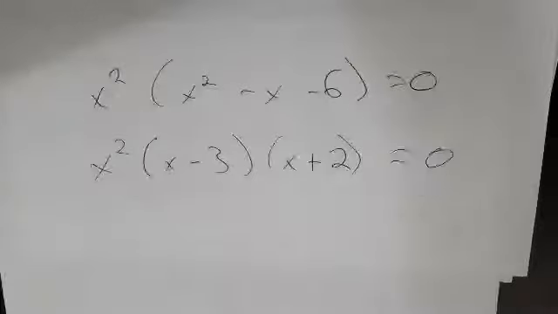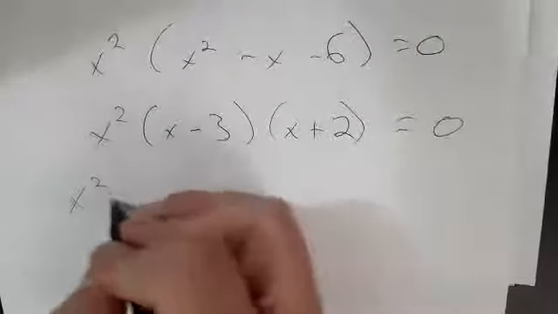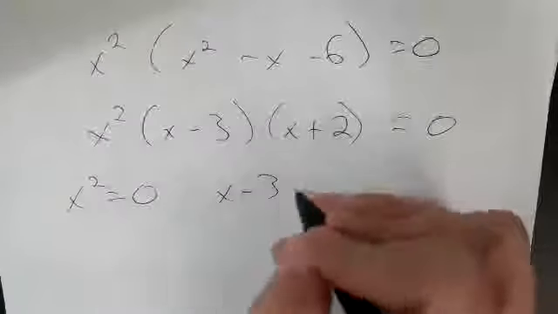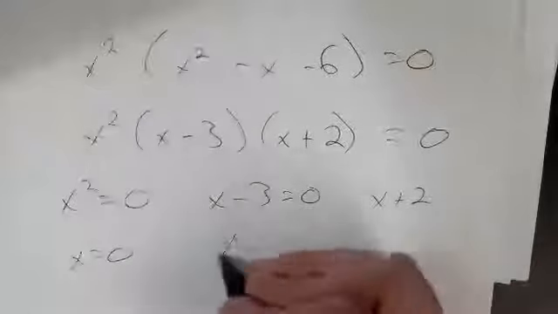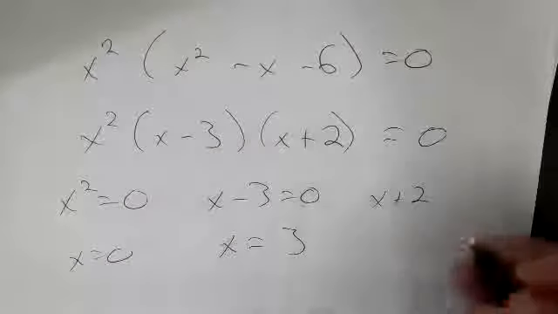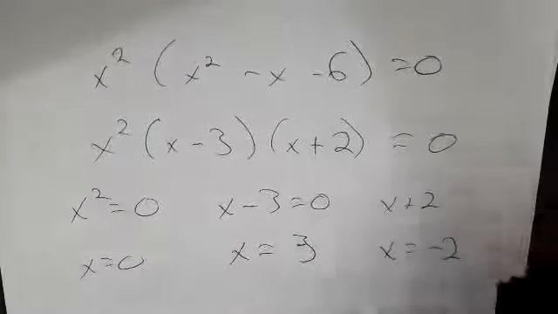And then what do we have to do to solve these? Set each part equal to zero? Yeah, so you know that's zero, that's zero, that's zero. This is zero, the next is zero, this is zero, the next is three. And this is giving me x equals what? I have minus two.